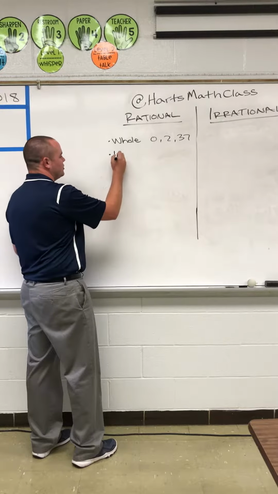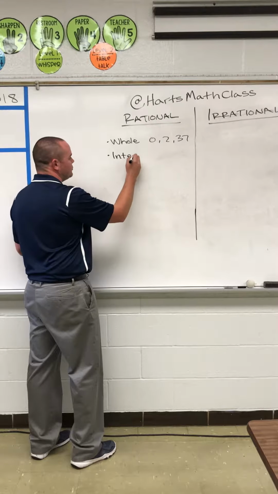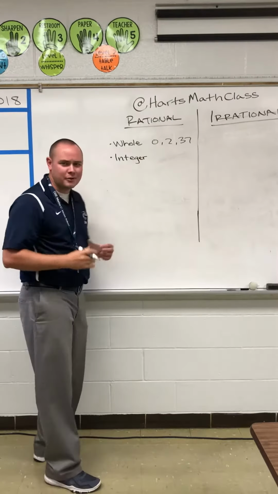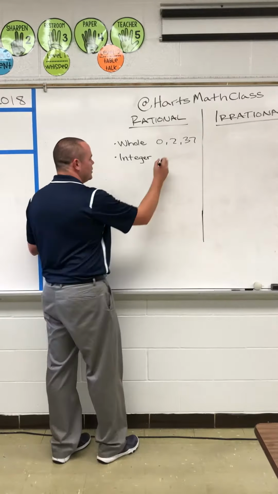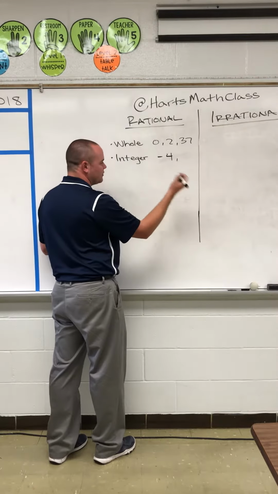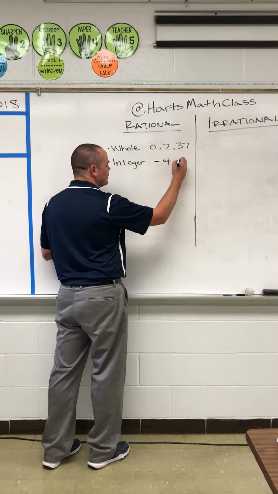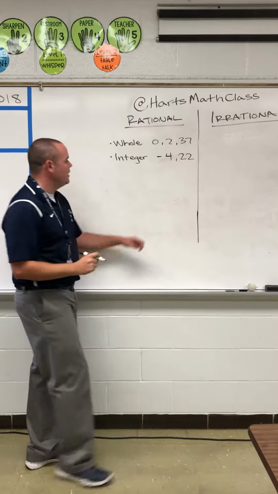Also, there's an integer, which is any rational number that is basically a whole number that's either positive or negative. So we might say -4, but it can also be your positive numbers. So we'll say, I don't know, 22.